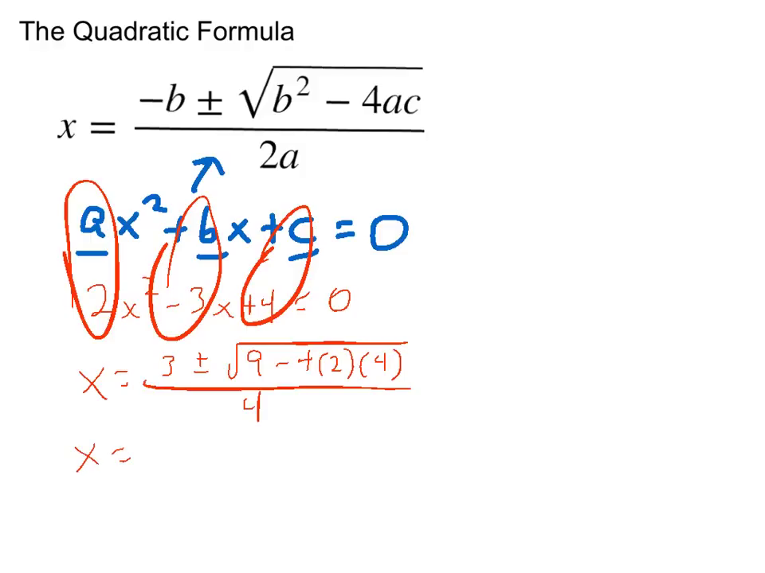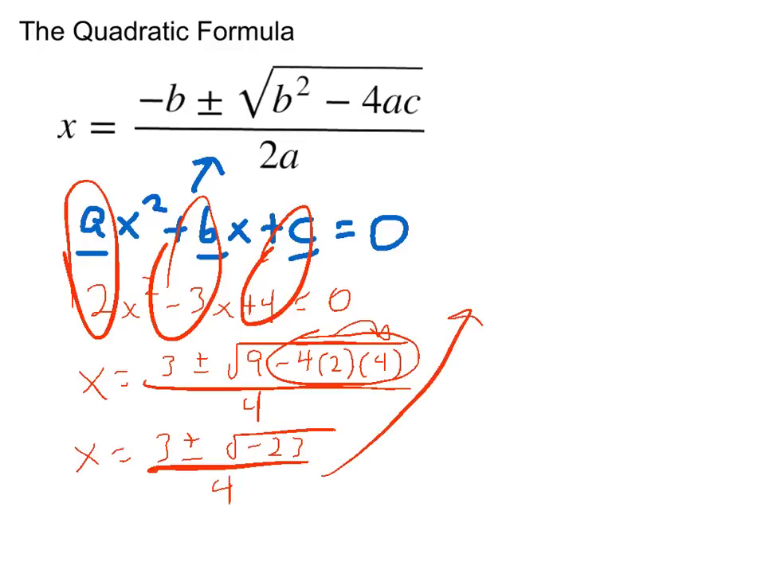X equals 3 plus or minus. Underneath here, that is a negative 8 times a 4, negative 32. 9 minus 32 is negative 23. It's all over 4. This is what we just had before. X equals, what am I doing here? Just to make it look like the one before, that's a common denominator.